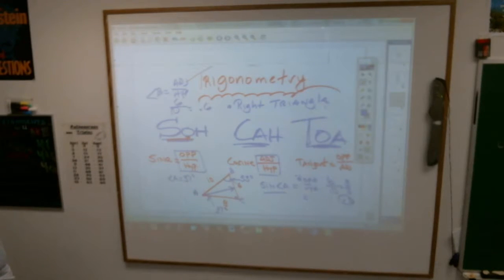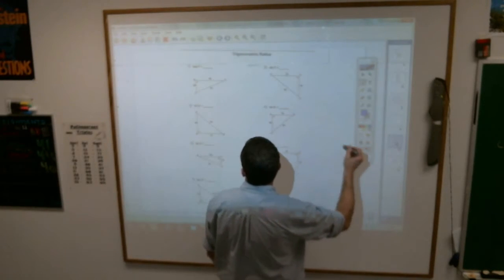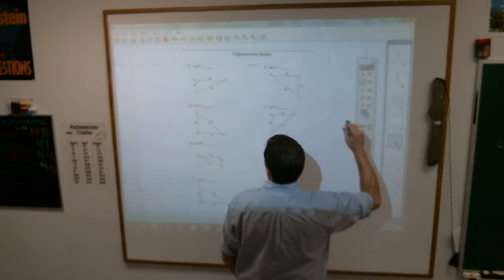Did I add? Maybe it cut it off and I typed it in there. Why doesn't it have 45 degrees there? Now let me see if we got something here. Yes, we do have something here.